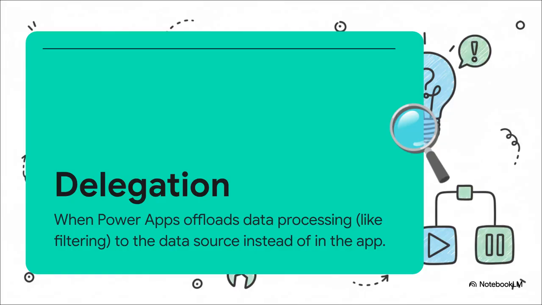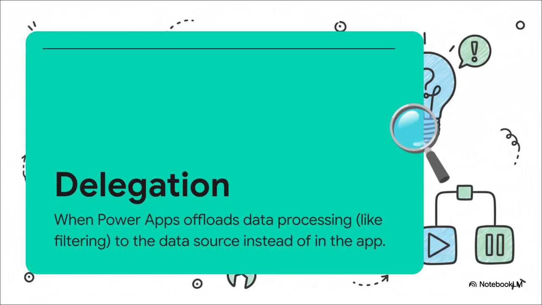So what on earth is delegation? Well, put simply, it's letting your data source do all the heavy lifting. Instead of Power Apps downloading your entire SharePoint list, all 10,000 items, and then trying to filter it on your phone, it just sends the filter question to SharePoint. SharePoint does the work and sends back only the matching records.